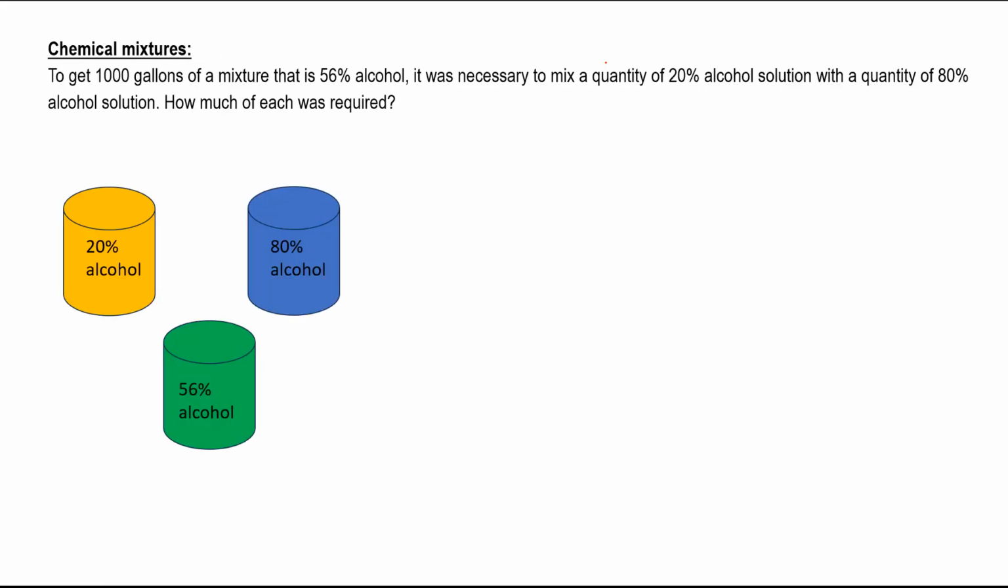Okay, chemical mixtures. To get 1,000 gallons of a mixture that is 56% alcohol, it was necessary to mix a quantity of 20% alcohol solution with a quantity of 80% alcohol solution. How much of each was required?